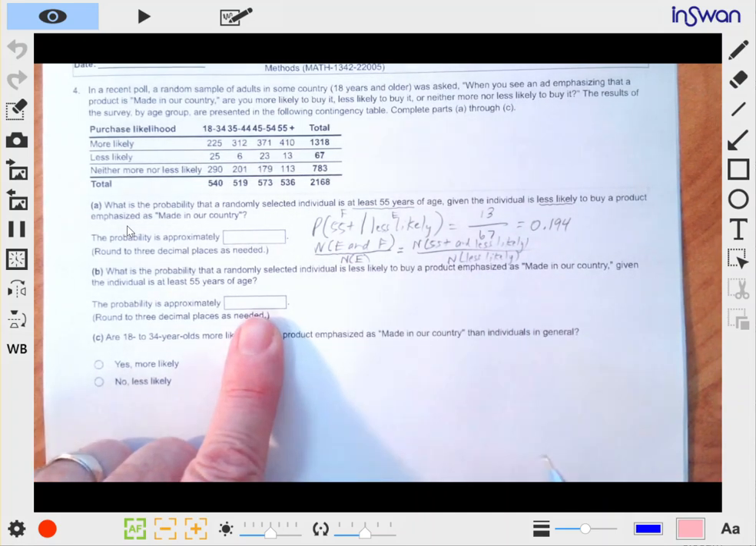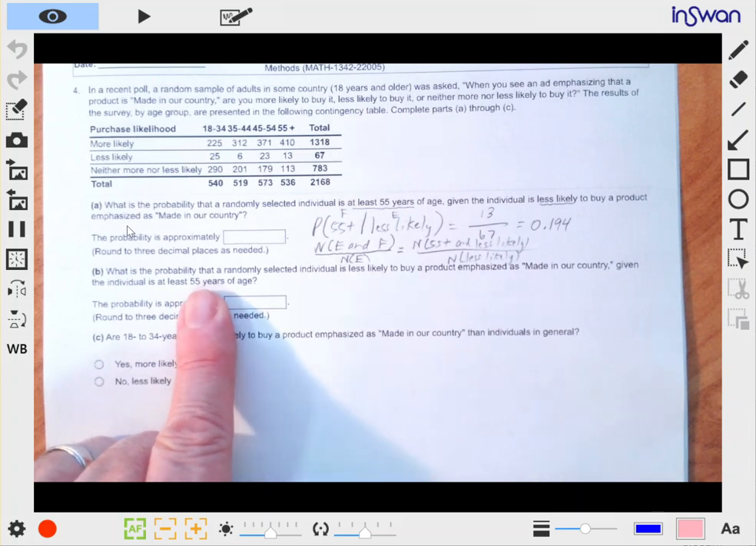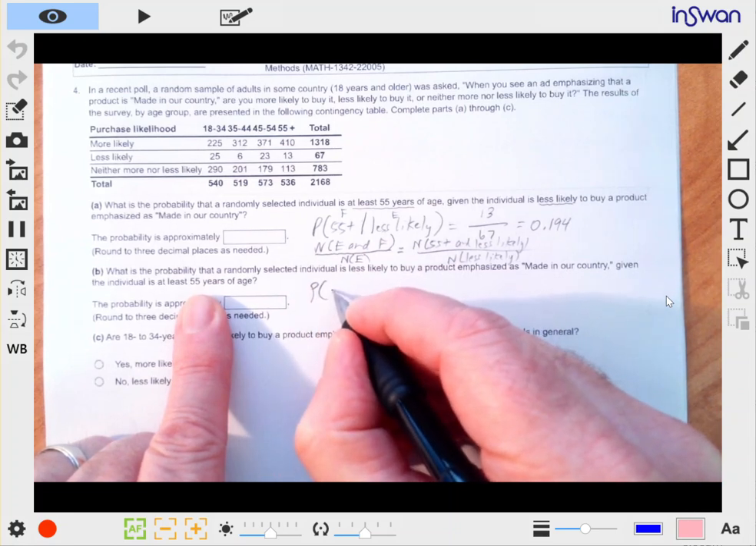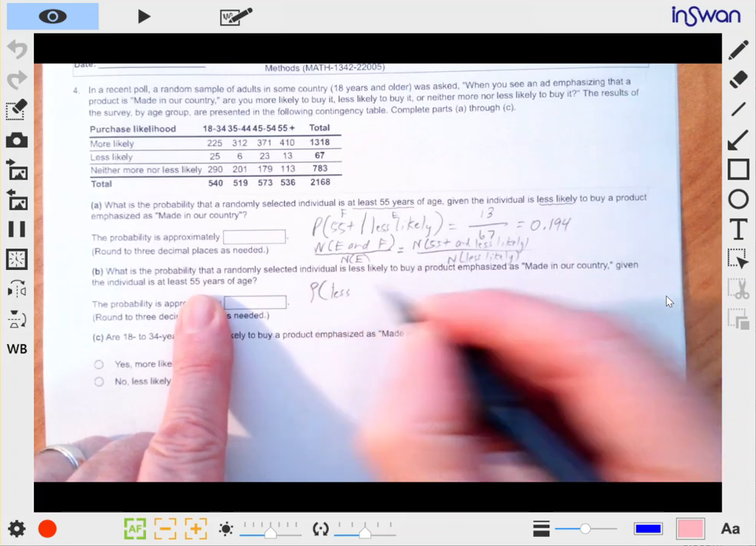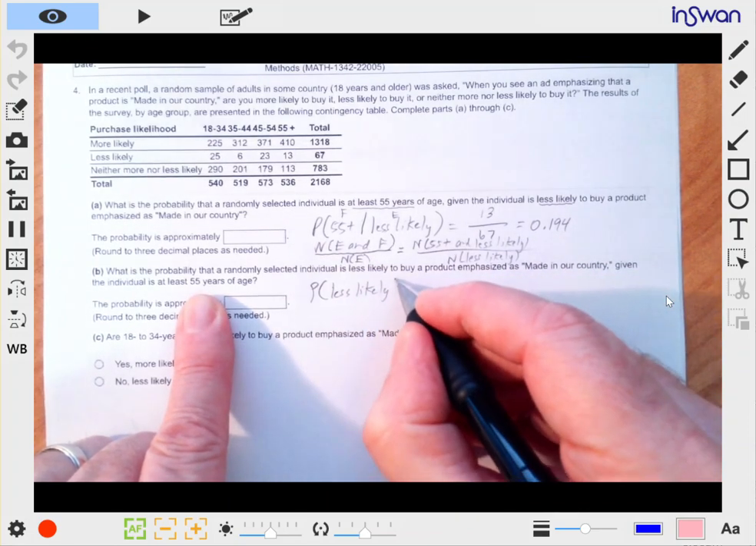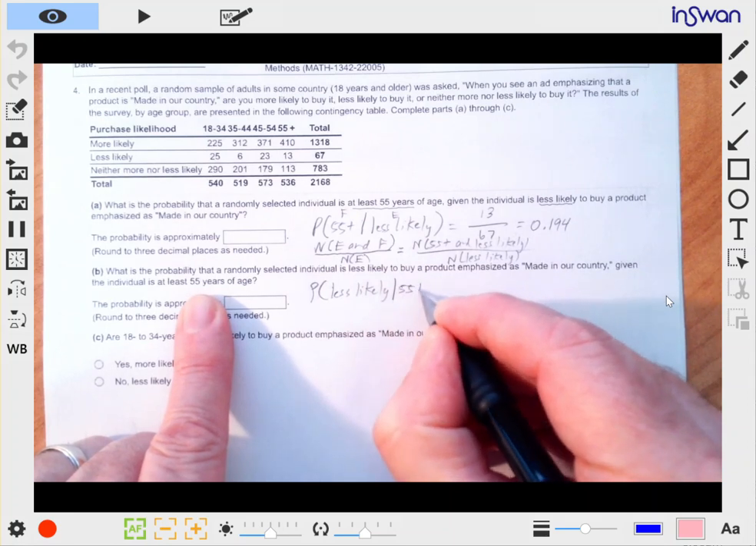So the next problem is similar. For part B, it says, what is the probability that a randomly selected individual is less likely to buy a product emphasized as made in America or the USA, given the individual is at least 55 years of age? So this time we're restricting ourselves to those that are 55 years of age. So it's the opposite of what we just did. The probability of being less likely given that they're 55 plus.